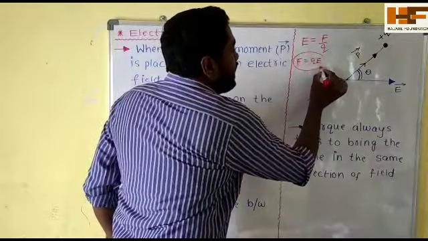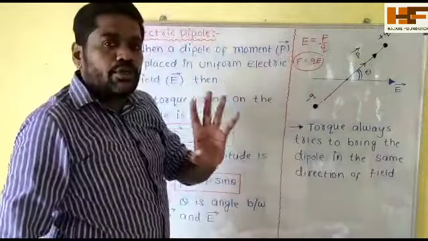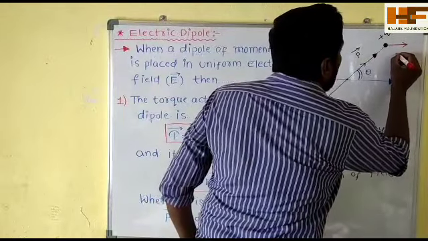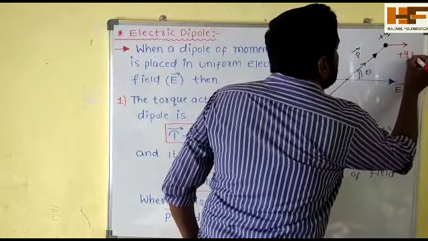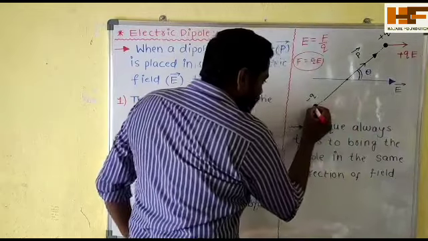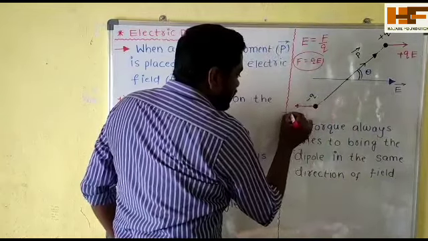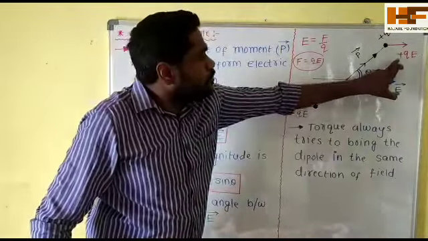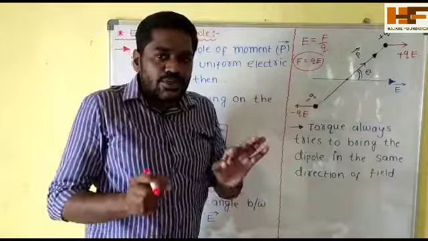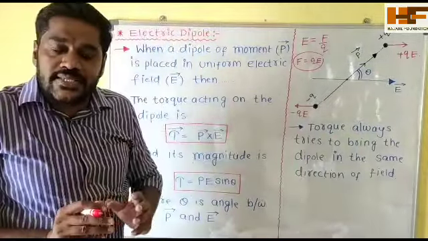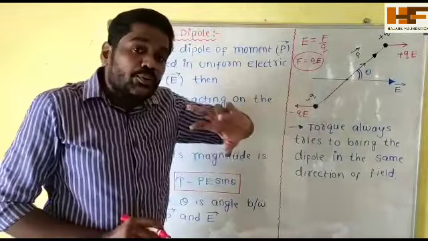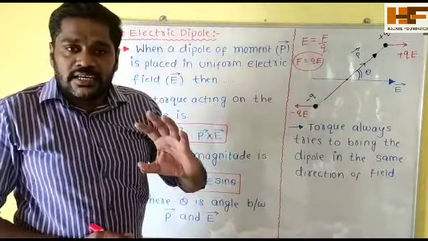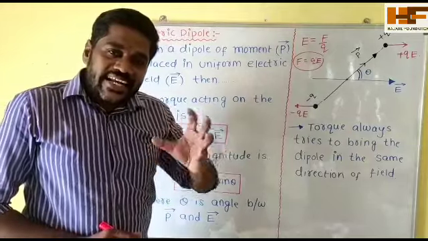Force acting on any charged particle is F equal to Q into E. Now this is a positive charge. Therefore the force acting on this one becomes plus Q into E, and the force acting on the negative charge is minus Q into E. Correct? Now you see, this is positive charge, this is negative charge, two equal and opposite forces acting on a body at two different points. That is nothing but a couple of forces. This couple of forces creates the torque.